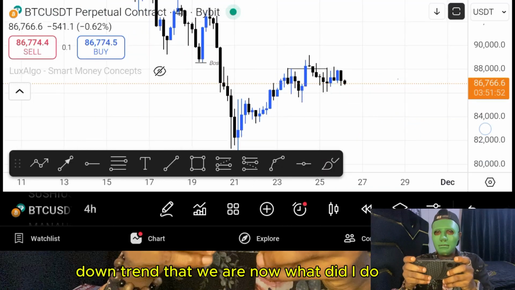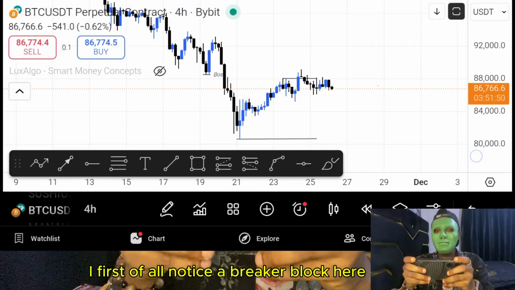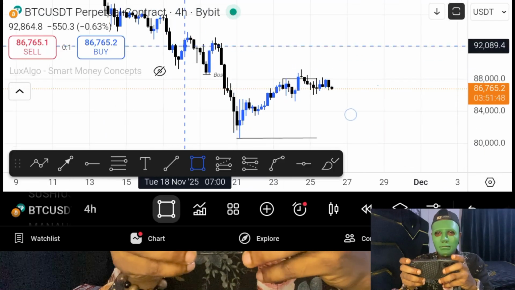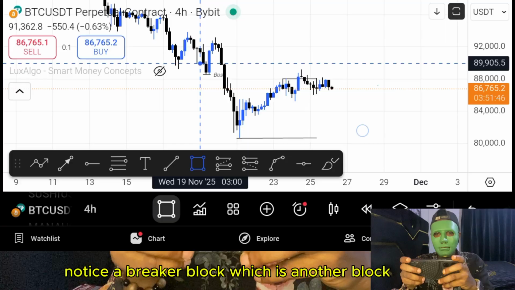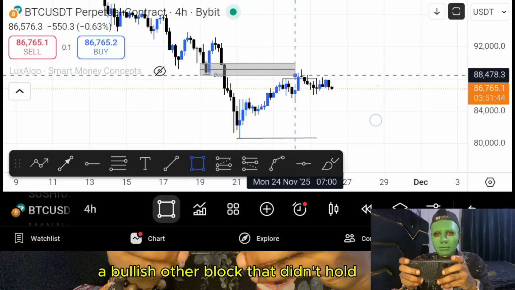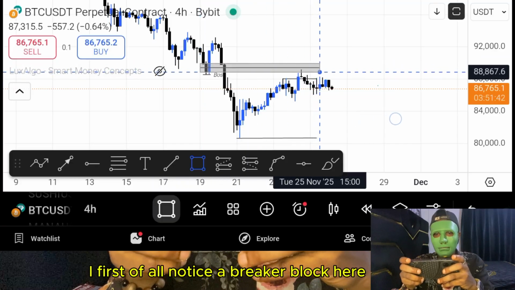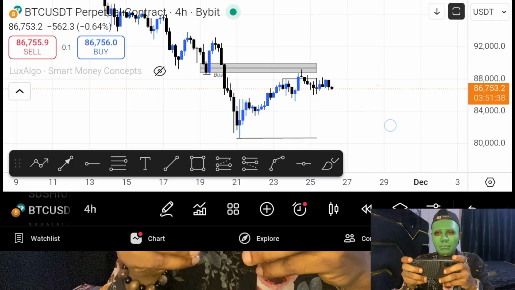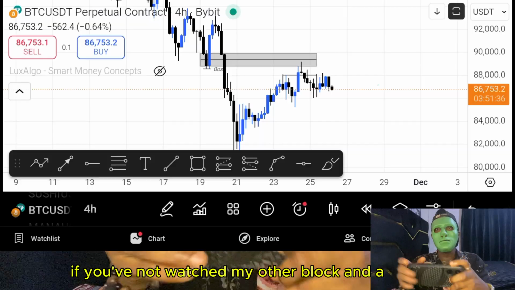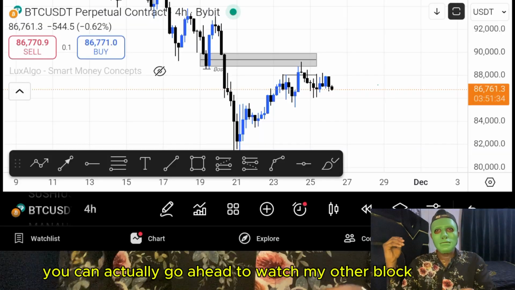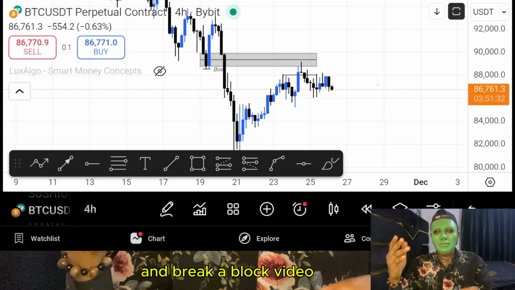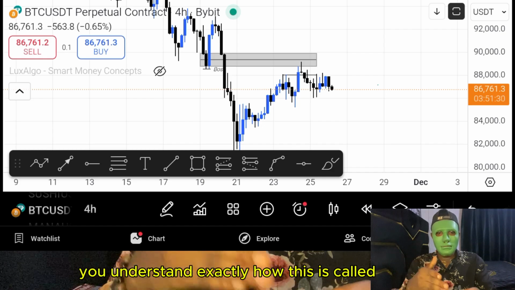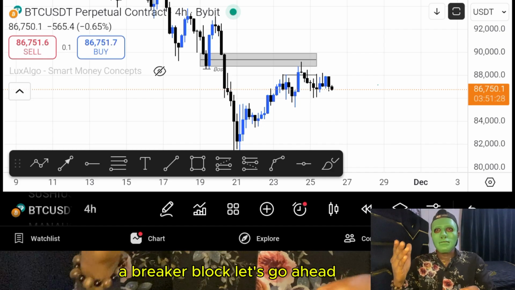Now, what did I do? I first of all noticed a breaker block here, which is a bullish order block that didn't hold. It got broken, making it a breaker block. I mapped it out this way. If you've not watched my other order block and breaker block video, you can go ahead and watch it, so you understand exactly why this is called a breaker block.